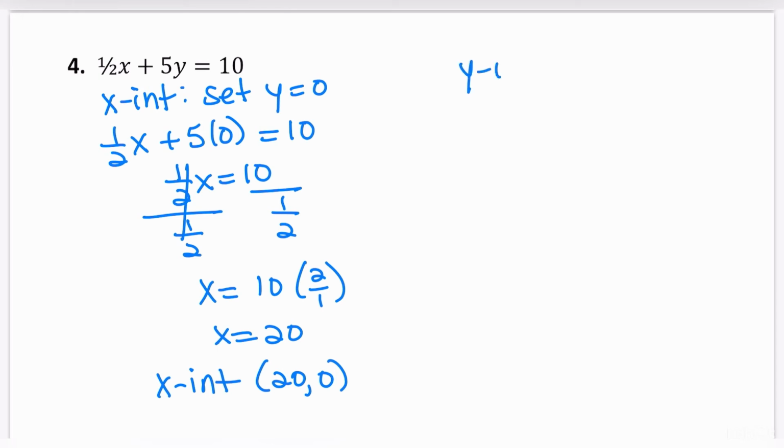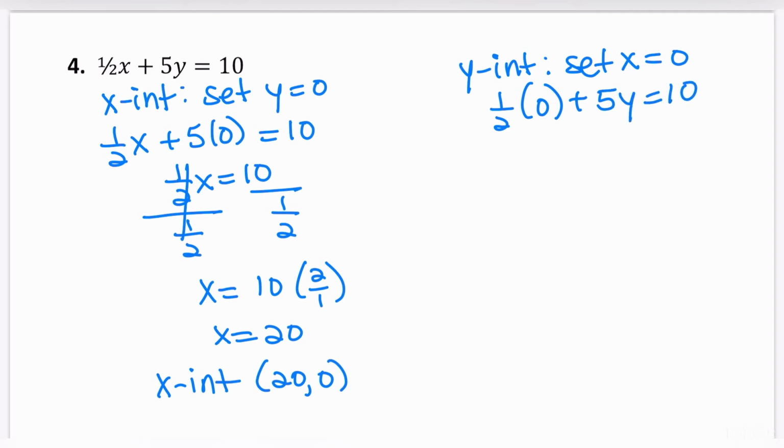To find the y-intercept, then you're going to set x equal to 0. So 1/2 times 0 plus 5y is equal to 10. Of course, 1/2 times 0 is just 0. So 5y equals 10, which means y is equal to 2. So this means the y-intercept is going to be the point 0, 2.